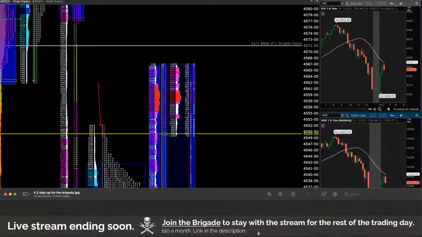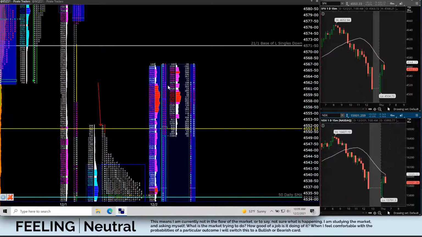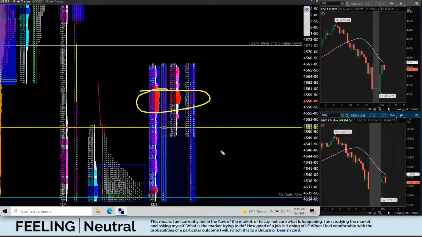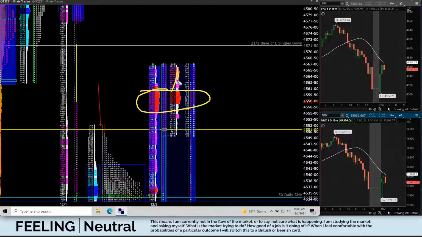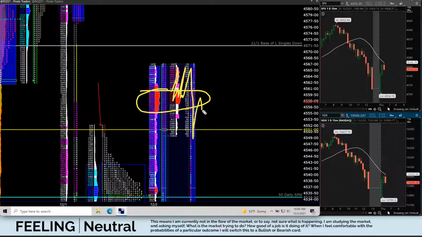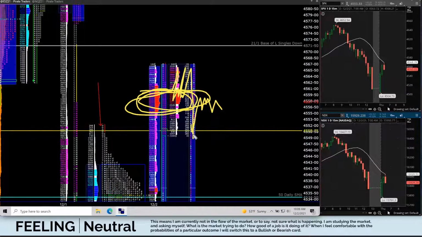I am back to neutral until we get support and get back through this node right here. So this node was support, right? Kept coming in there and then pushing higher. Now that we've gotten through it, it might become resistance. So we got to get back through that to get me bullish again. Otherwise, we'll need to pull back down looking for support down here.